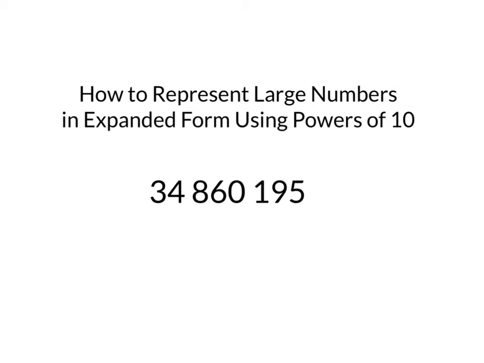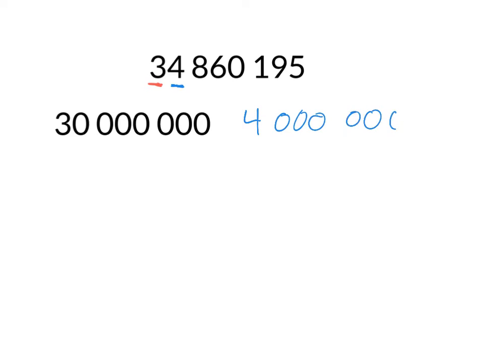All right, we're going to build a new skill, and we're going to learn how to represent large numbers in expanded form using powers of 10. Now, you're probably used to breaking numbers like this apart into their respective place value, so that this 3 here actually represents the number 30 million. And the 4 here represents the number 4 million. And we can add those two together to get 34 million. And of course, you would continue working through the number like that.